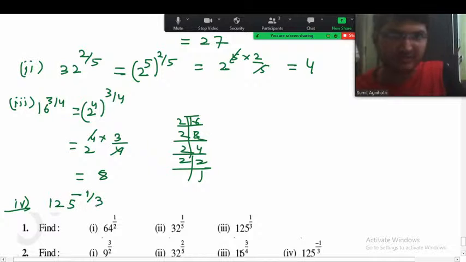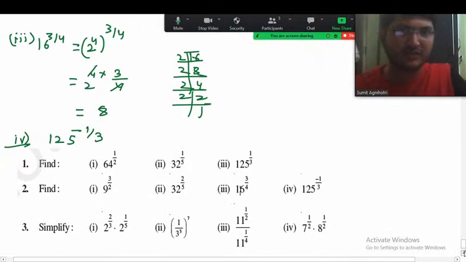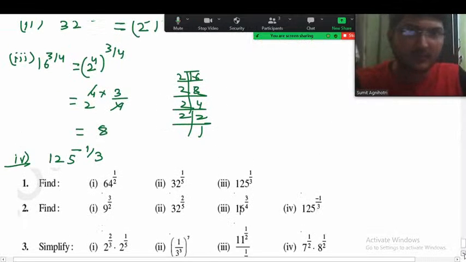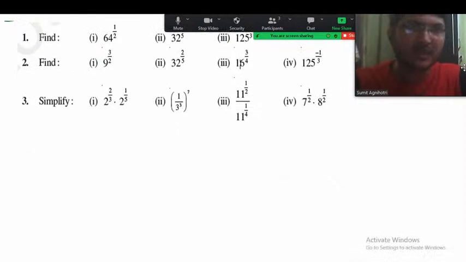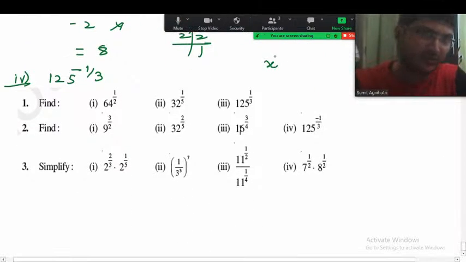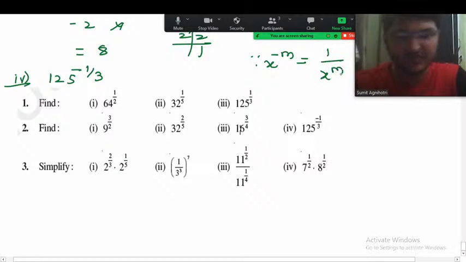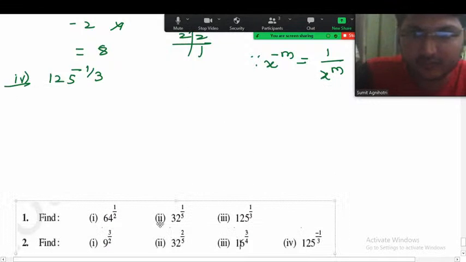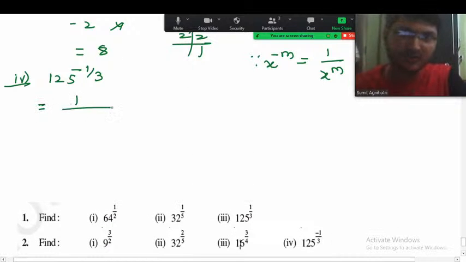125 to the power minus 1 over 3. You know this rule, if the power is negative, what do we do to solve such a question? First we apply this rule, x raised to the power minus m is actually 1 over x to the power m. And it can be written as 1 over 125 to the power, now it will be plus, 1 over 3.